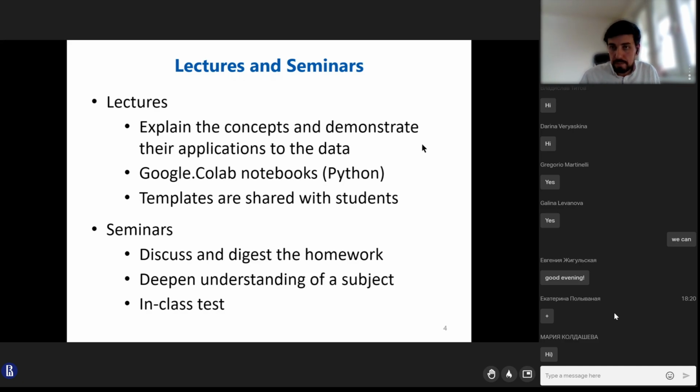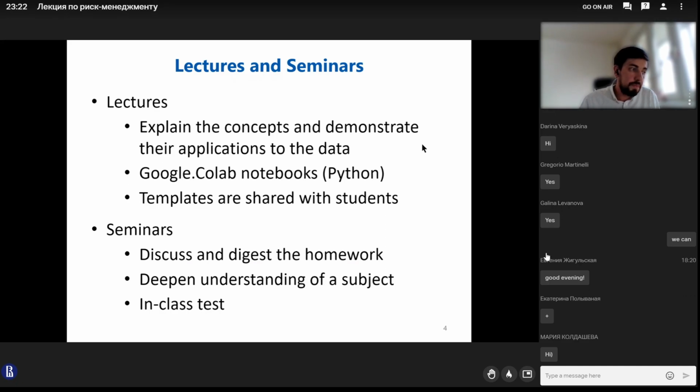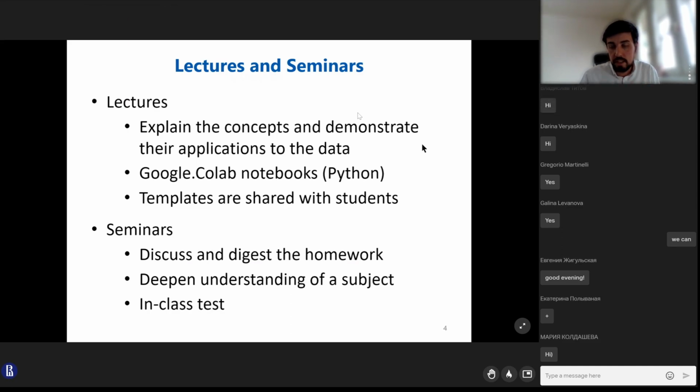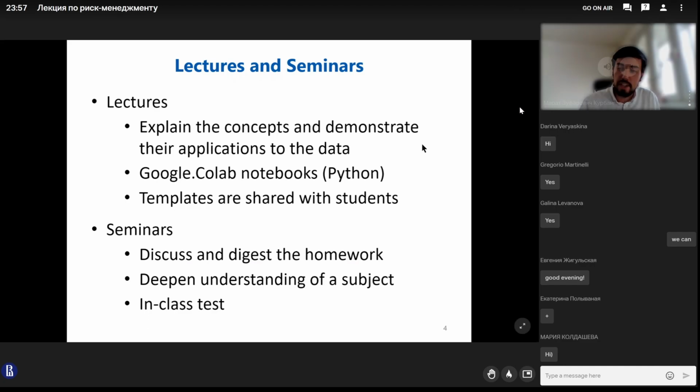As for the seminars, they are going to be in small groups, so like 20 students. And the main point of the seminars is to discuss and digest the homework that you're going to prepare. So before the seminar, I need the chance to go through all of your work and assess it, just to give us a chance to understand and correct all the mistakes and errors that you might make at home.